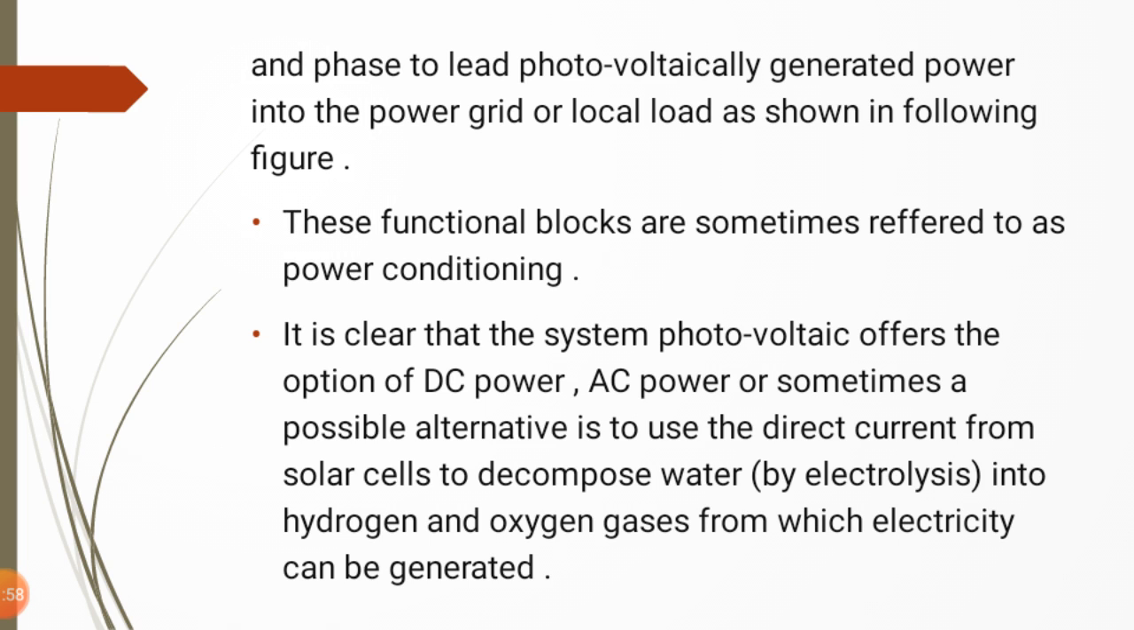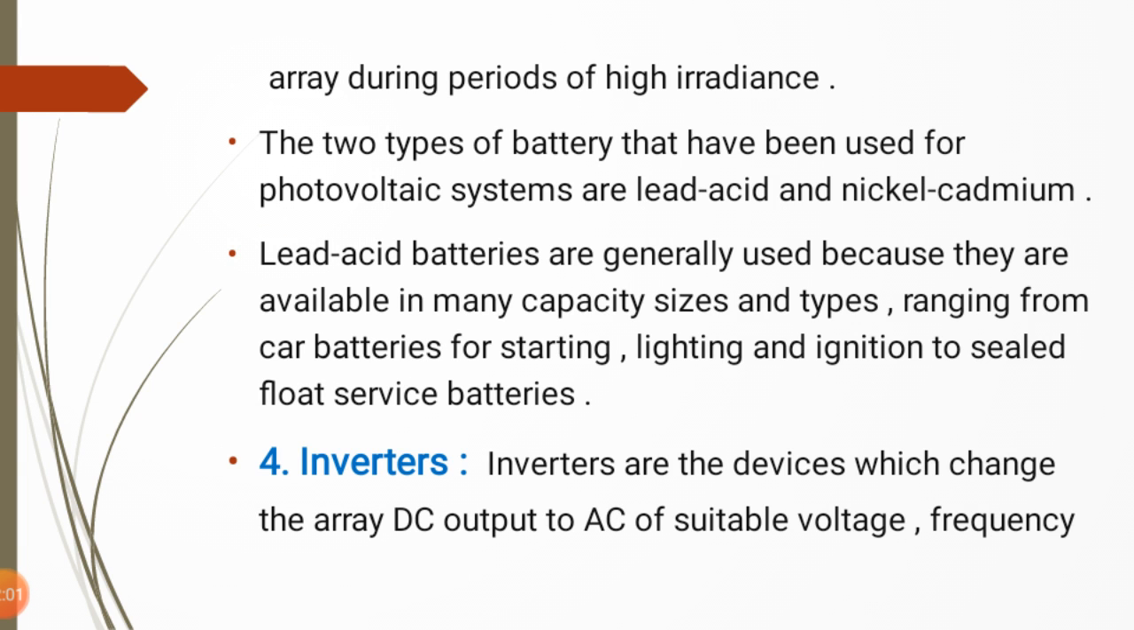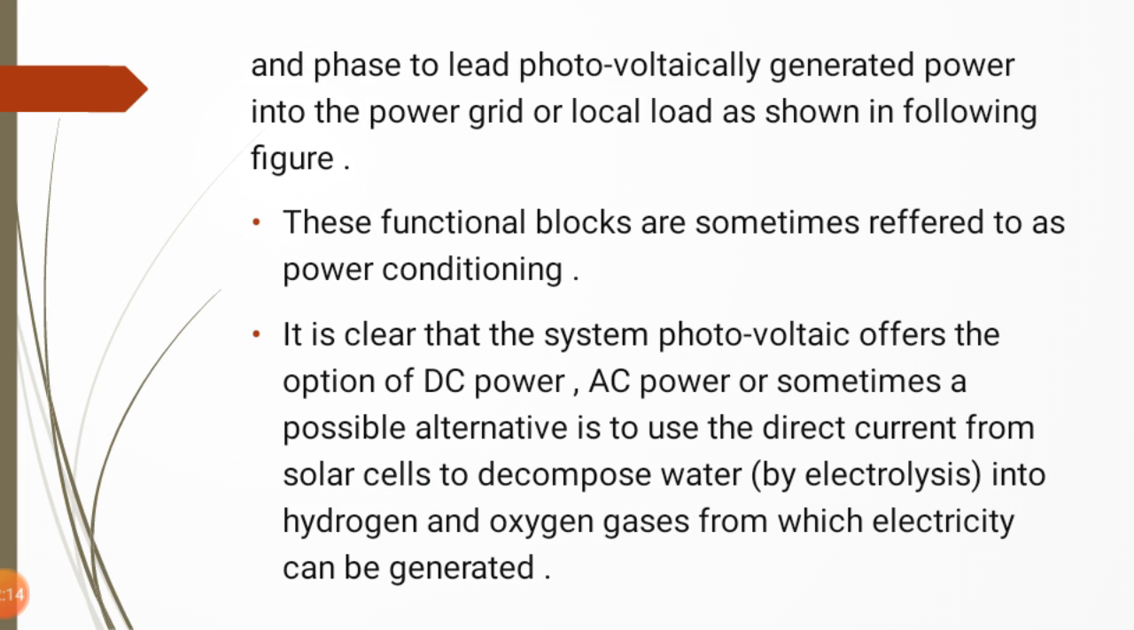DC has a constant frequency, but AC has a varying frequency with time. So with the suitable voltage, frequency or phase, AC can be generated with the help of an inverter. These functional blocks are sometimes referred to as power conditioning. That means the inverter or converter is also referred to as power conditioning, because it is used for power conditioning.